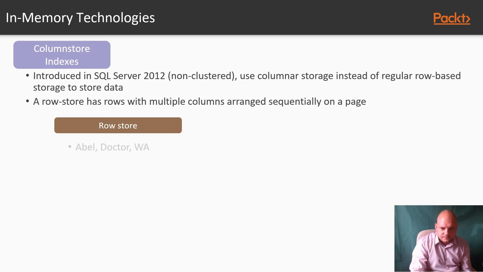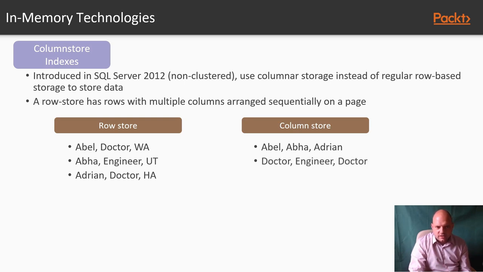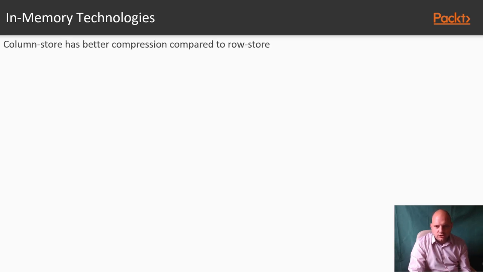With a row store, this is how data is stored on disk. We've got columns from different rows. In a column store, the same information will get stored as columns on a page, where they're stored contiguously. So we get all the first names, all the professions, and then the states where they live. Column store has better compression compared to row store, as values of the same data type compress better than values of different data types. With a row store you get different data types.